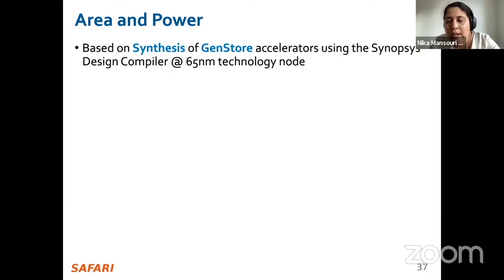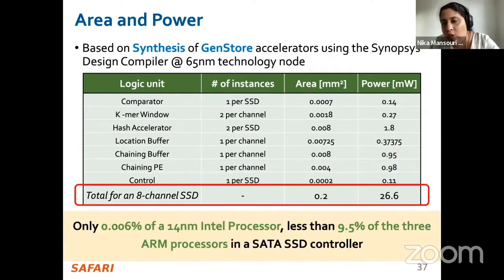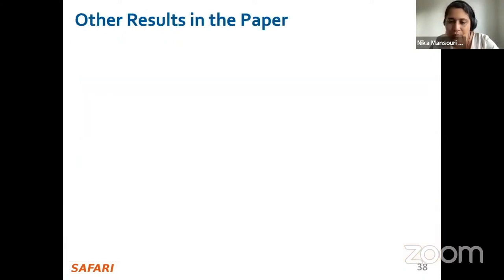So we find area and power values of GenStore by synthesizing GenStore EM and NM using a 65 nanometer technology node, and find that for an 8-channel SSD, the area of GenStore is 0.2 square millimeters and the power is 26.6 watts. By scaling the area to lower technology nodes, we observed that the area overhead of GenStore is 0.006% of an Intel processor and less than 9.5% of the 3 ARM processors in a SATA SSD controller.